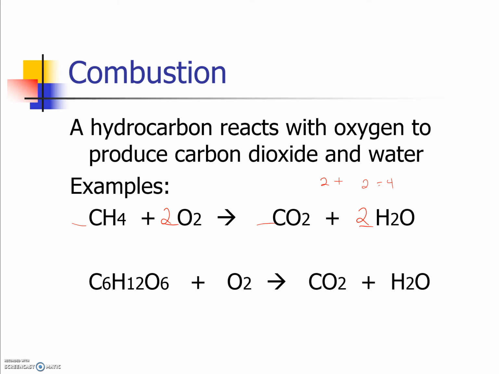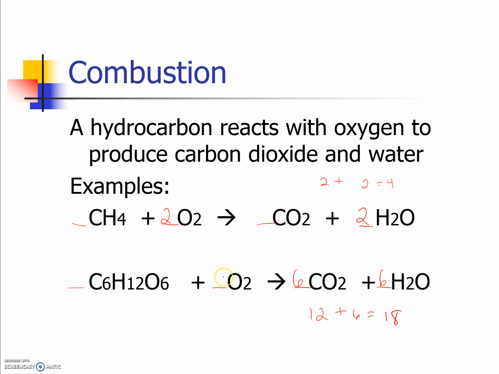They're not always as straightforward as that. Let's take a look at this one here. Again, I'm going to leave my oxygen for the very last. I have 6 carbons, so I'm going to put a 6 here. I have 12 hydrogens, so I'm going to put a 6 here because 6 times 2 gives me 12. And then let's see how many oxygens I have. I have 6 times 2, so I have 12. And I have 6 times 1, so I have 6. So I have a total of 18 oxygens over on this side.